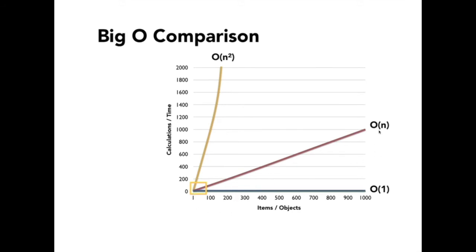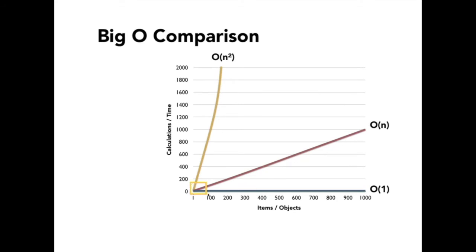Now let's look at this N. So this is what we call linear growth. Let's go back to the 200 objects. If I have 200 objects and I go up to the Y, it's going to take 200 seconds. If I have 400 objects, I'm going to have 400 seconds. So you see it's a 1-to-1 ratio, and that's why it's linear.